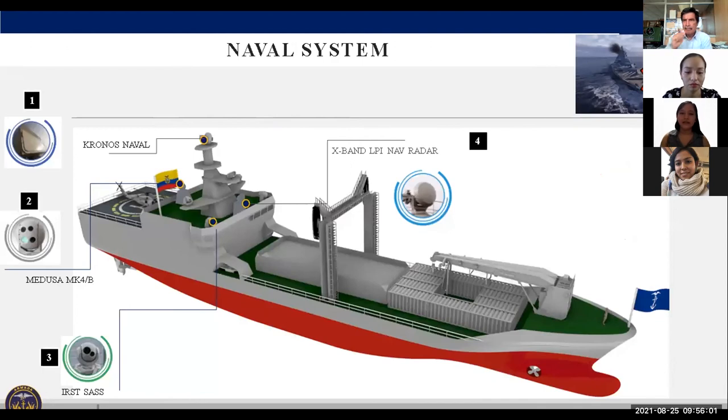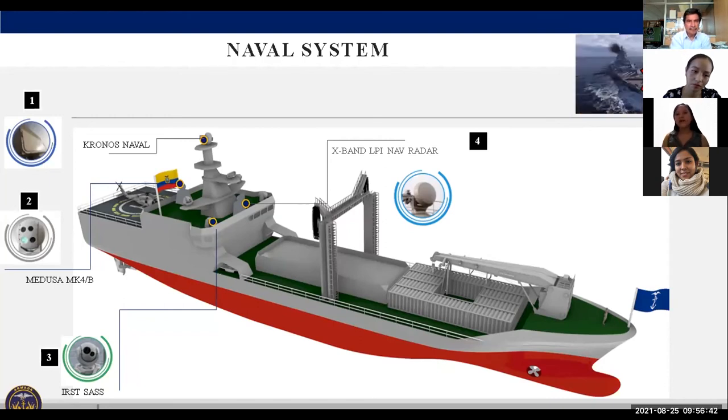In this part, we have the naval system. It's necessary to remember that this type of ship is not for combat. It's only for self-protection. We have several sensors. Number one is for area protection and marine surveillance. Number two is for the control of small and medium caliber scan. Number three provides a panoramic view to improve air and sea awareness. And finally, we have the tracking radar with horizontal scanning.